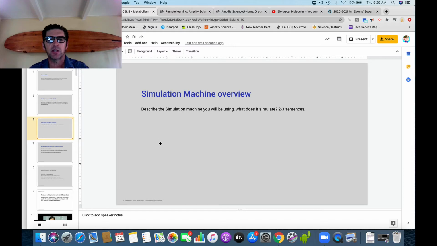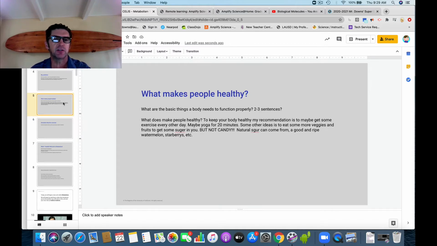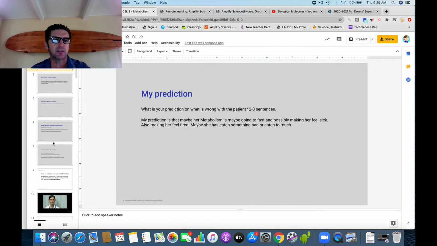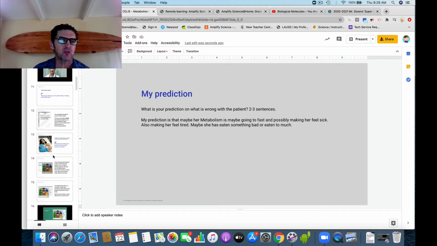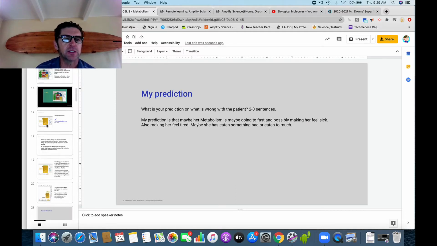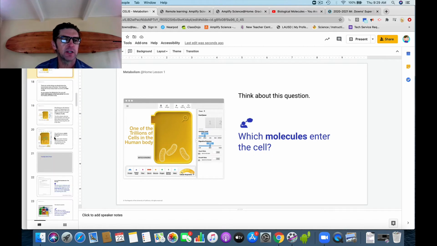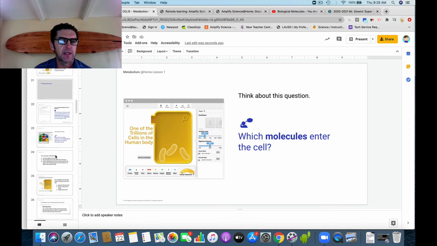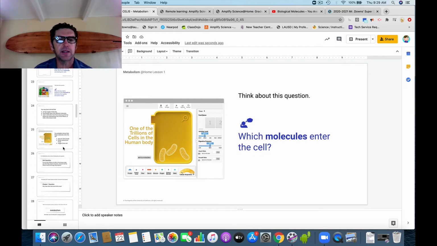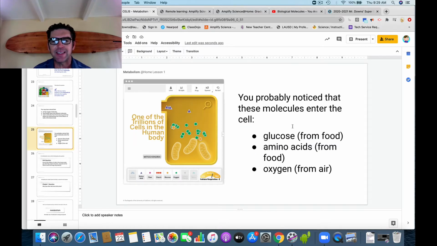So what did the simulation machine do? Jaylene still needs to do that, but she did this and she did this. So we have learned a lot. We're on track. Remember, the sim machine is somewhere down around here. Not sure, you'll find it somewhere. And then you can learn from a couple of these. There's some tips right there. Glucose from food, amino acids from food, oxygen from air. We saw this when you played with the sim. What goes into the cell? So that's cellular things happening there.